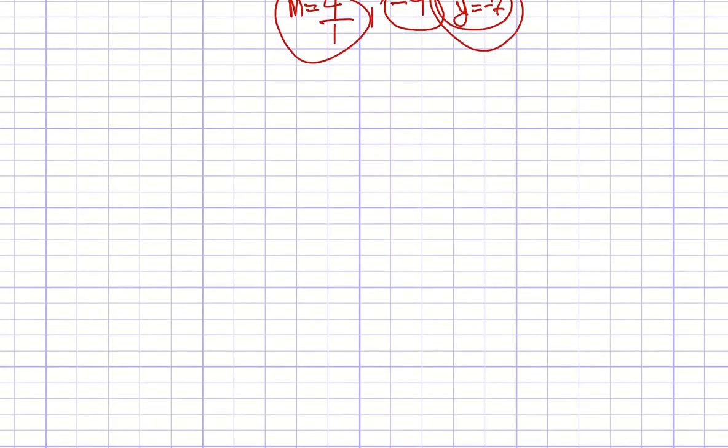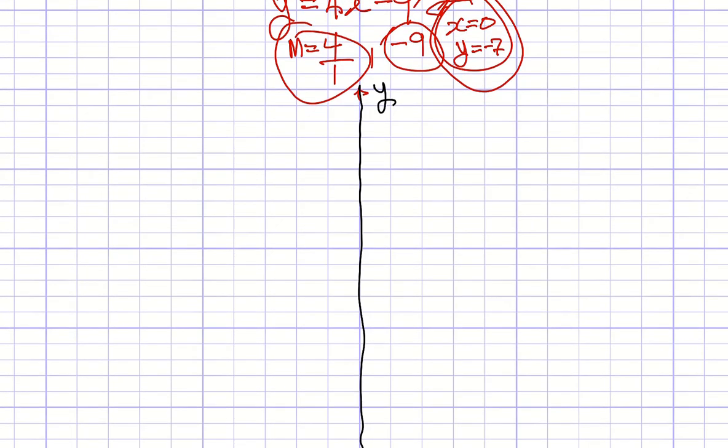So we'll draw the Cartesian coordinates. This is the y-axis right here, y. And we'll go like that. And then this is the x-axis here. X. Okay.